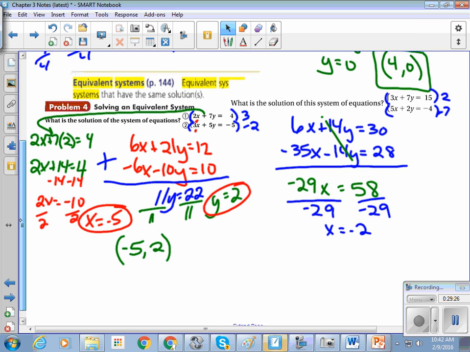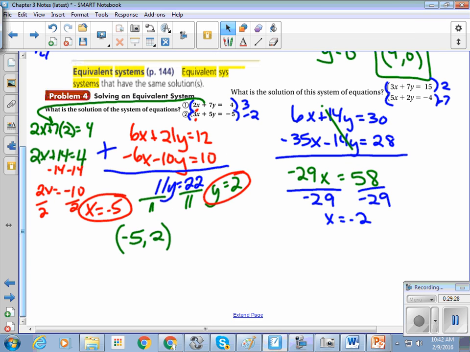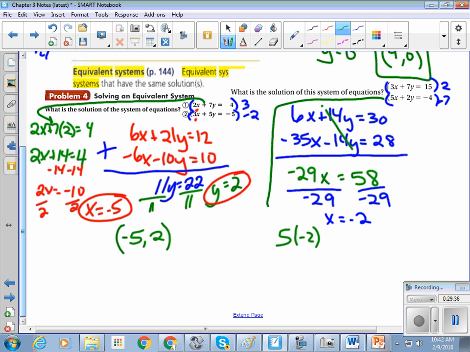Then we have to find the y, so I'm going to plug in negative 2 into this equation. So it's 5 times negative 2 plus 2y equals negative 4. Does it matter, top or bottom equation? Absolutely not. Doesn't matter. I'll say negative 10 plus 2y equals negative 4.